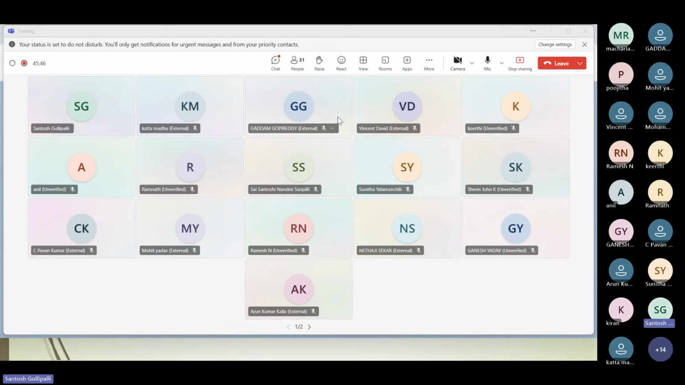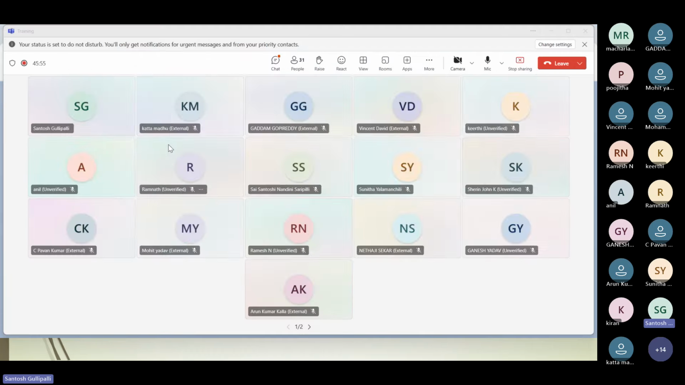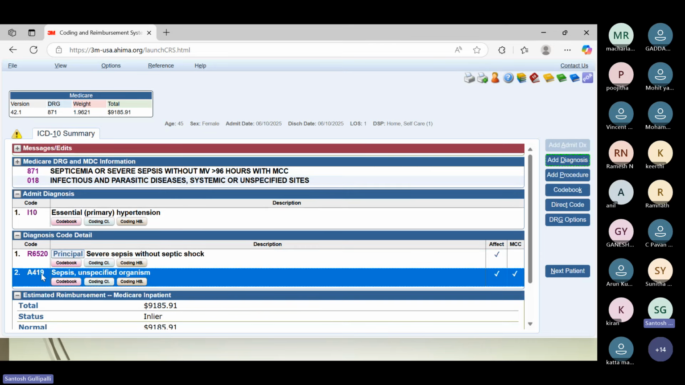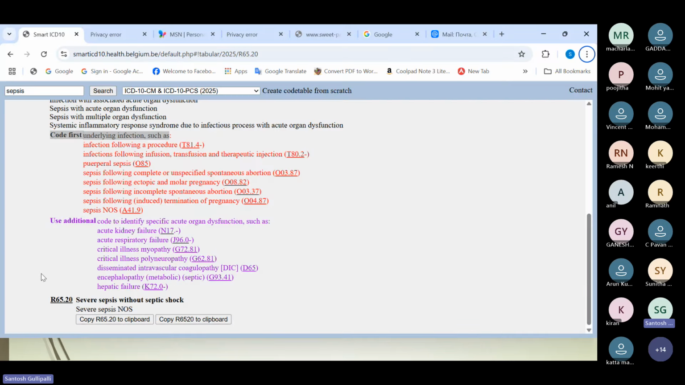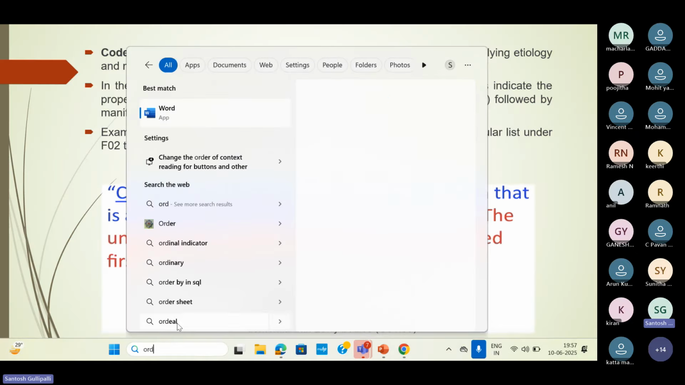So that's the reason you first follow the basic fundamentals of coding guidelines, like the code first notes. So that's the reason severe sepsis is documented by default with 2 codes. Next one, the use additional code, which means a general guideline. So I will show you.